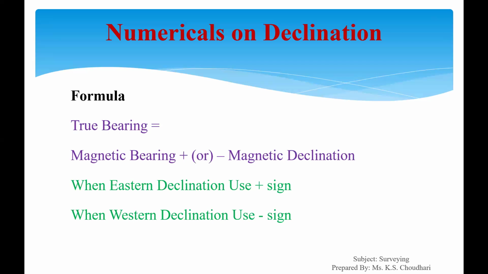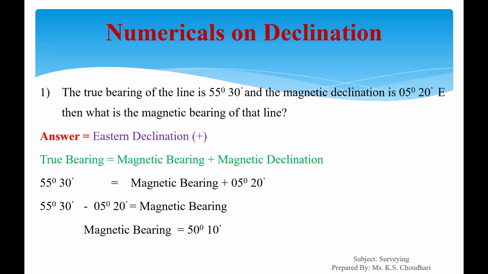Now, the important part, that is the numericals on it, start from this slide. First of all, you have to understand what is the formula. The formula is true bearing is equal to magnetic bearing plus or minus the magnetic declination. When eastern declination, use positive sign, and when there is western declination, use the negative sign. This formula is very important. Now the numericals start.